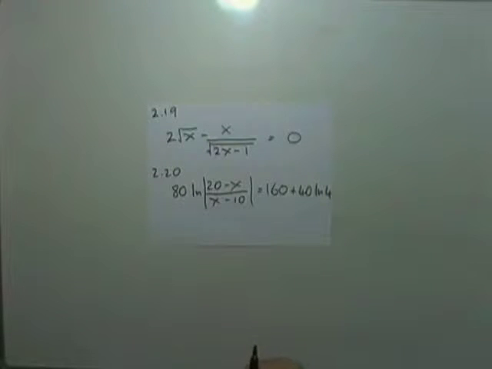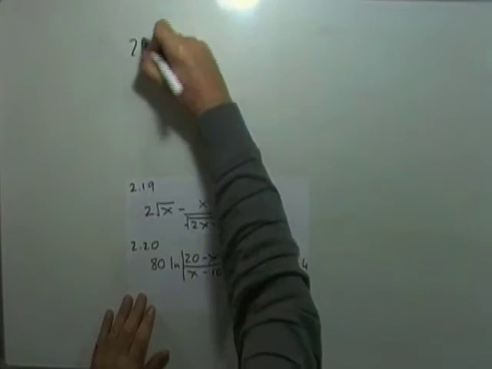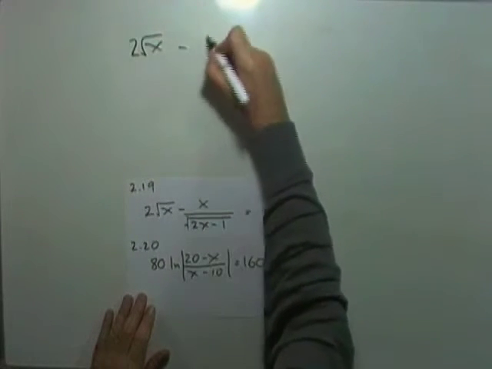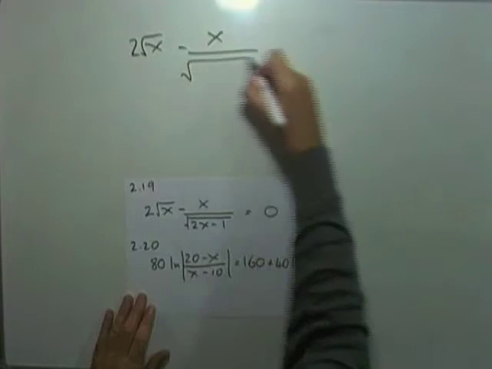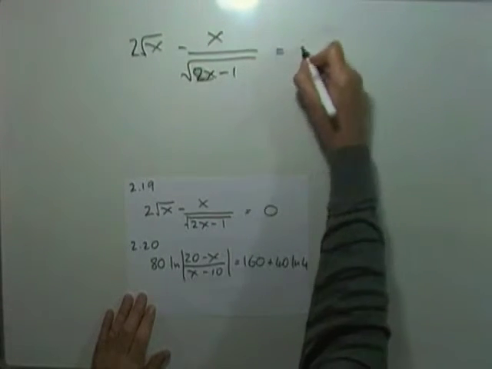Two short ones from the Advanced iMaths camp. Number 219 and 220. Dealing with roots and dealing with logs in equations. Now for the first one, quite a short one: 2 root x minus x over the square root of 2x minus 1 equals 0.